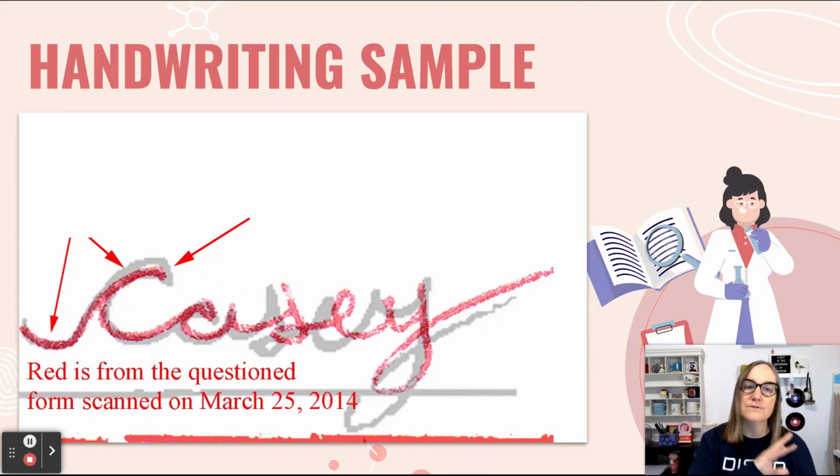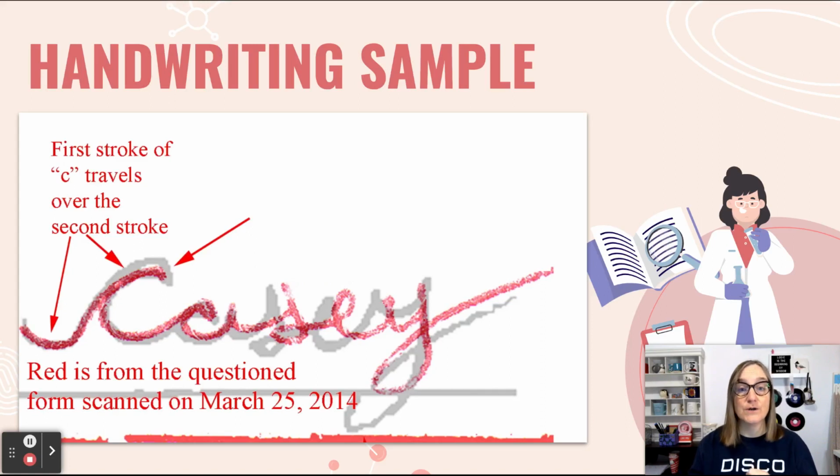Here's an image of two samples of the name Casey written on two different days by the same person. The gray word was found at the scene of a crime, and the red word was taken from the suspect at a later date. Look at how similar the two words are in the four ways highlighted here. First, we can see that the first stroke of the two letter C's match almost perfectly. So that's the first stroke that the person who did this writing sample took with their pen or pencil.